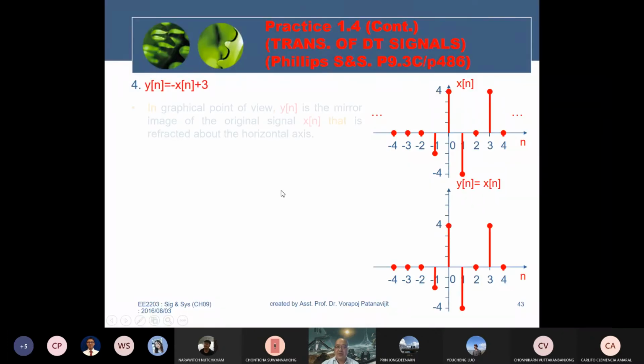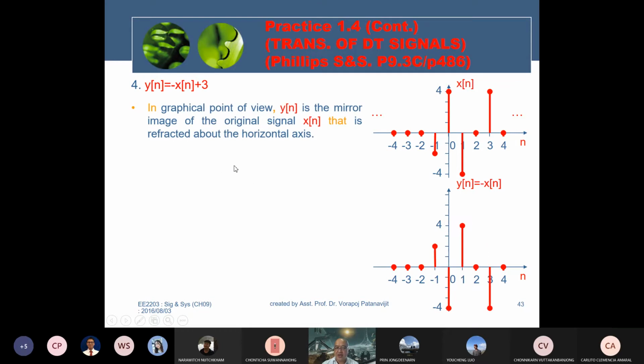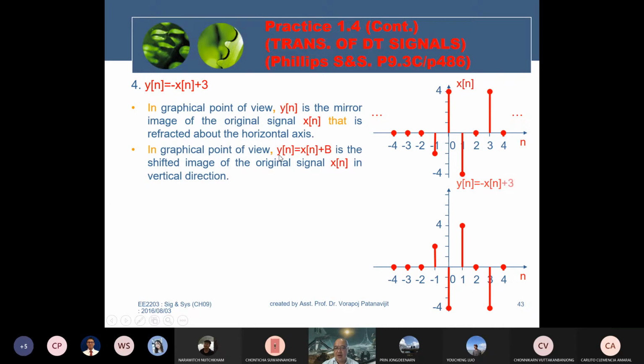Yeah, you proceed with the amplitude reversal first, and then you proceed with amplitude shifting. From the graphical point of view, y[n] equal to x[n] plus b, and b in this case equal to 3 is positive, right? If it's positive, it means you shift every point up by 3. You get here and you redraw it.